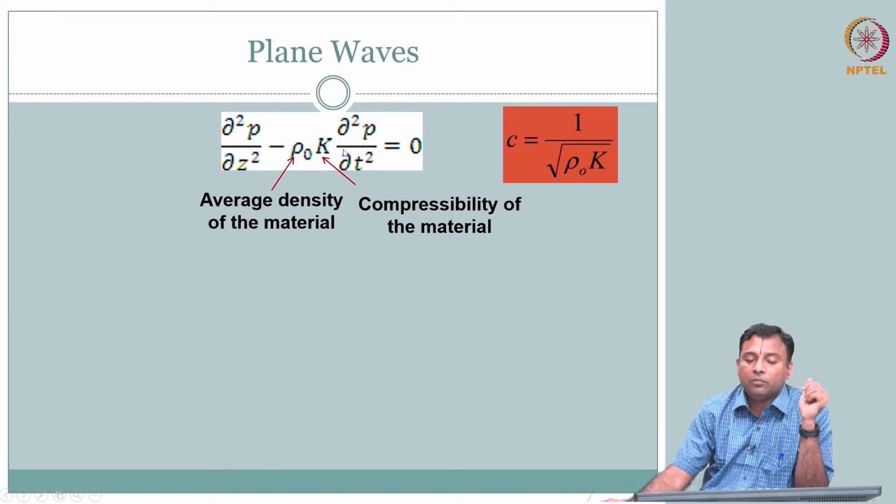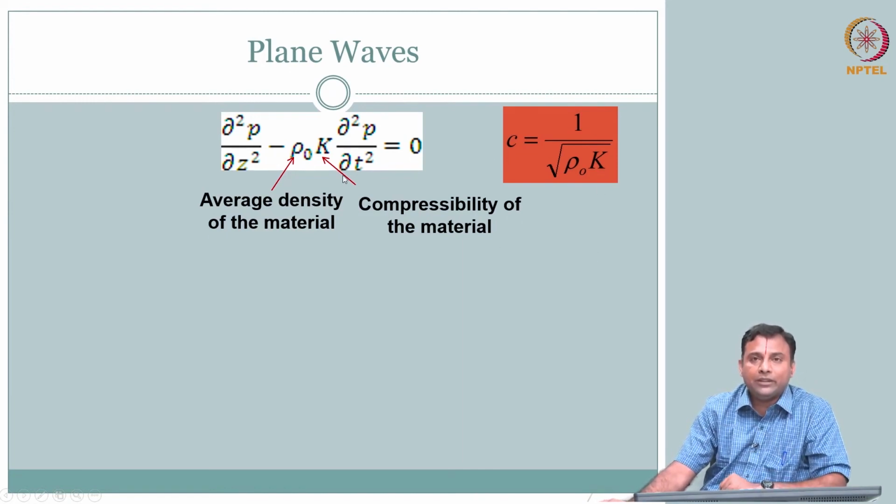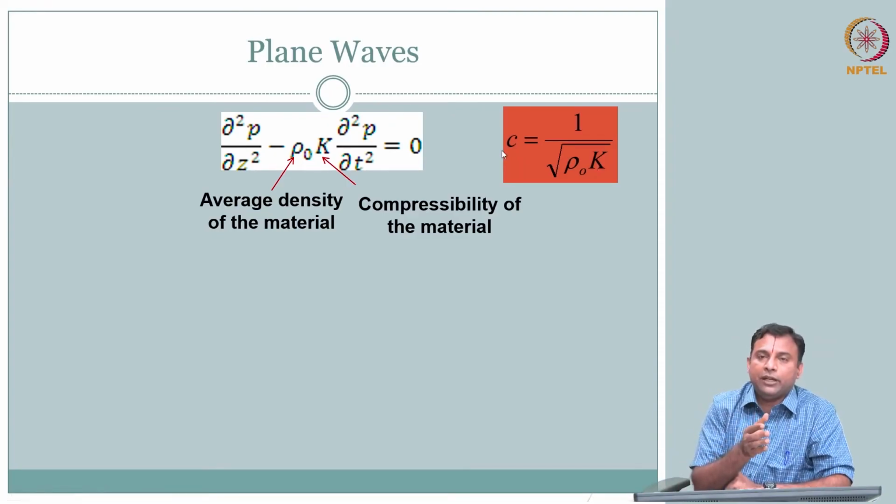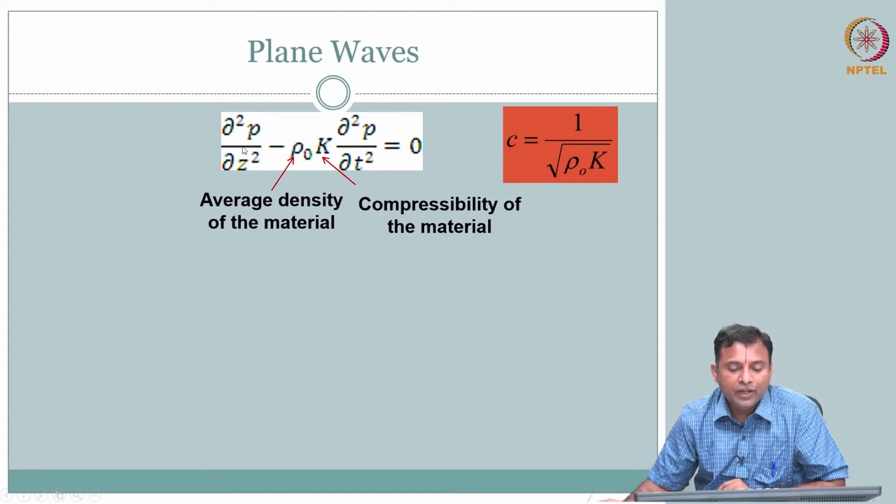Because remember, in our general equation we had 1 by c square. So, essentially c is 1 by square root of rho naught k. We are not deriving any of this given the introductory nature, but essentially you see that the 1D wave equation that we have dealt with is dependent on the material. The material properties of density and compressibility are related to c. So, c, that is the velocity, the speed of sound, is actually material dependent. That is a very important aspect. So, we have this equation.